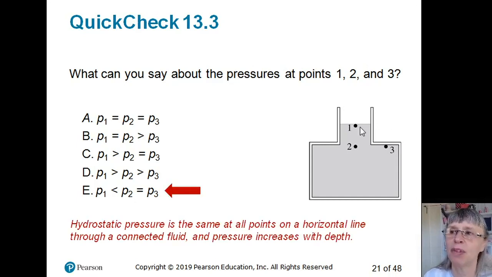Yes, so this one up here at the top is going to have less pressure than 2 because it's at less of a depth. Points 2 and 3 are along a horizontal line, so the pressure along that horizontal line is going to be the same. So the pressure at point 2 and 3 are exactly the same.